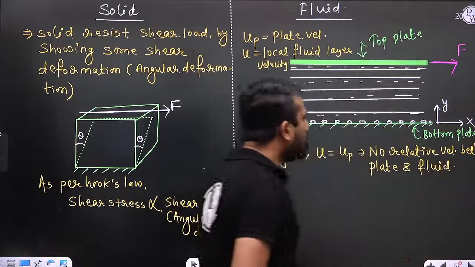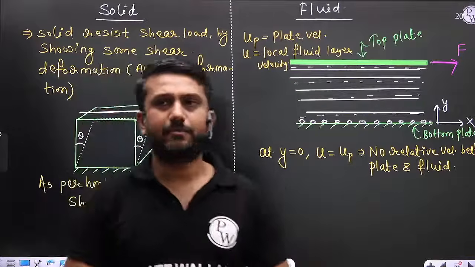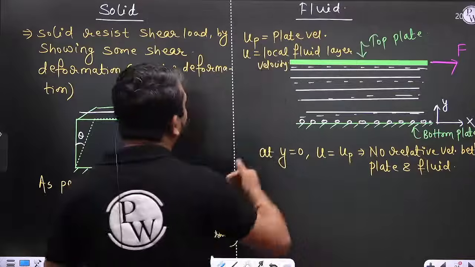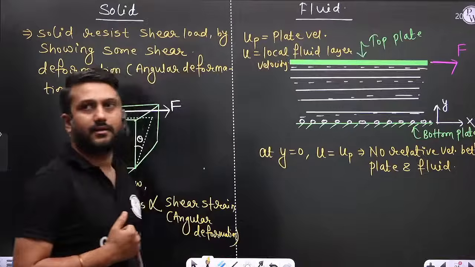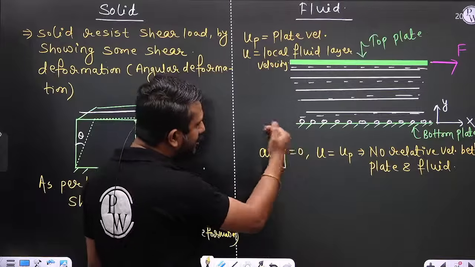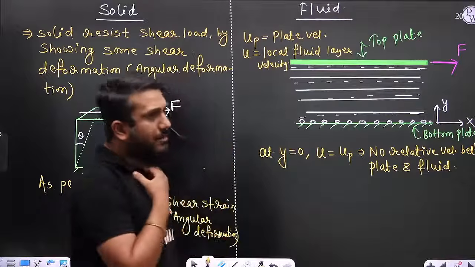At y is equal to 0, there is no relative velocity between the plate and the fluid. Same thing we can say for the top plate also. Here we are talking about y is equal to 0.